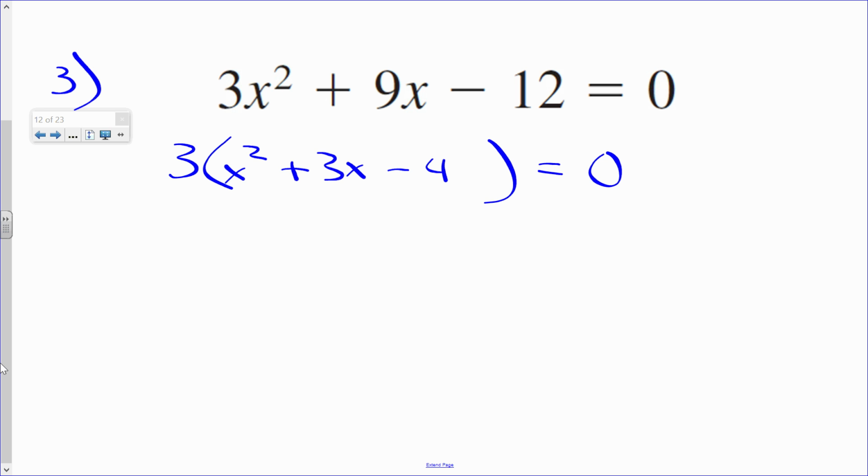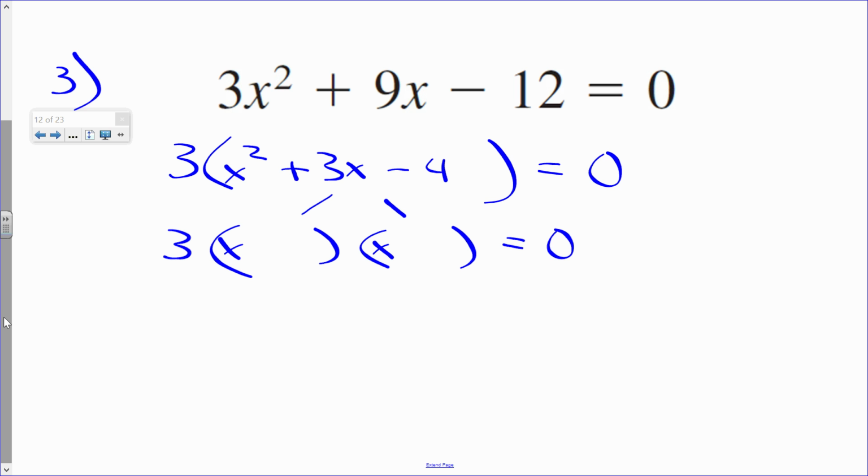Now let's factor. So the 3 will stay here as a factor, but let's go ahead and factor the trinomial now with 2 binomials. So right now, just keep the 3 off to the side. It's really not going to matter in the end when I'm trying to isolate x. You'll see what I mean right now. So here, x and x. So a -4, but add up to be +3.